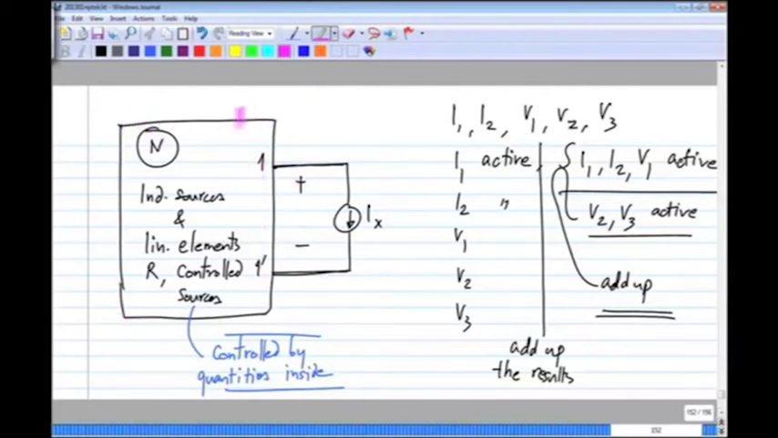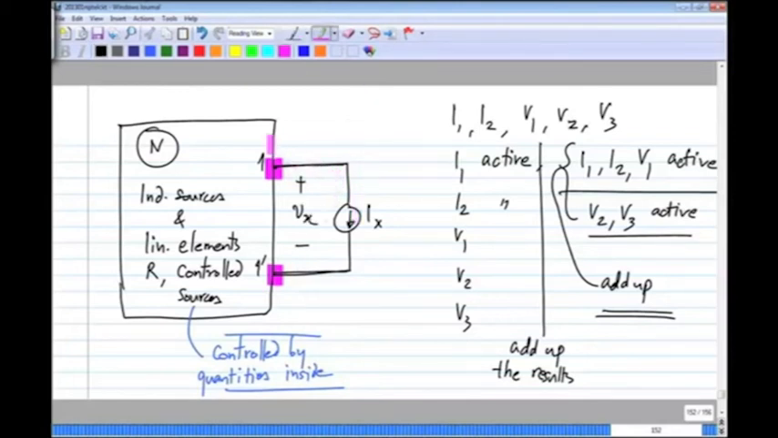We have a network N with many independent sources and linear elements. Linear elements means resistors and linear controlled sources, and the only condition is that all the controlling quantities are inside this network N. Okay. And there are two terminals that are coming out that are visible to the outside world, 1 and 1 prime, and I connect a current source Ix from 1 to 1 prime. Okay. So to find this voltage across 1 1 prime, let me call this Vx.